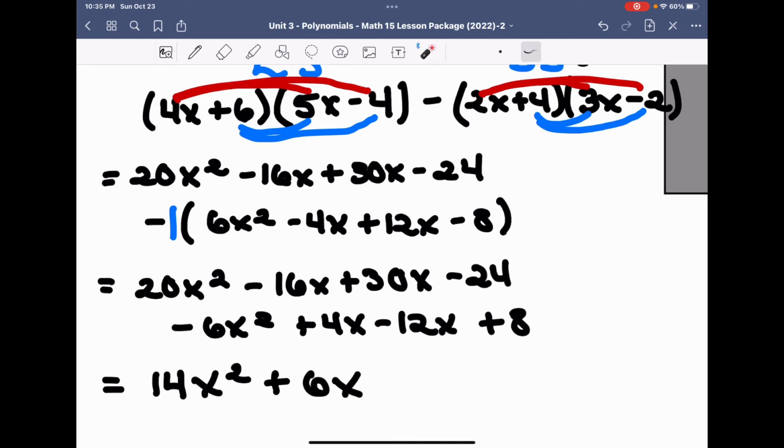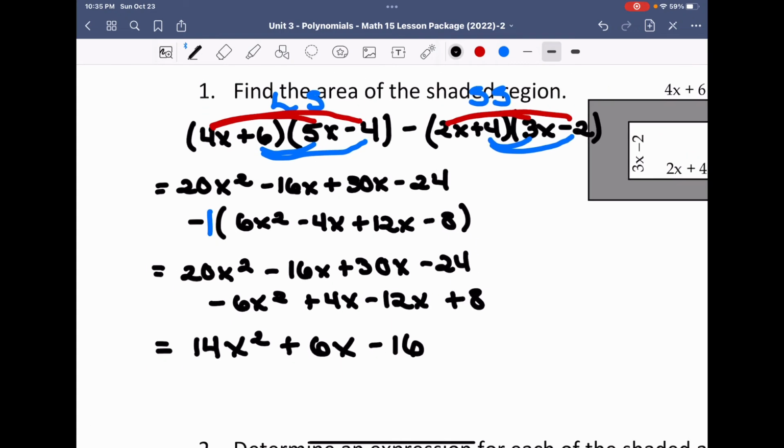And now I need to add together my constant terms. Negative 24 plus a positive 8. That's going to give me a total of negative 16. There is my simplified expression for the shaded area of this region, or that represents the shaded area. So you could say that A is equal to representing the shaded area.